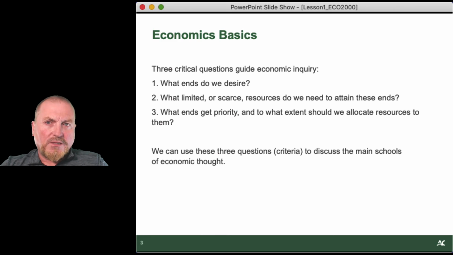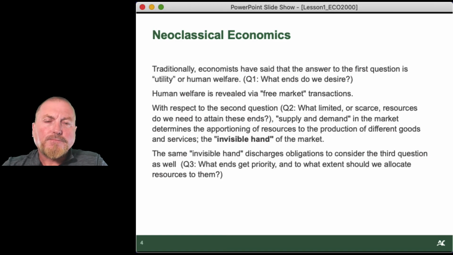Three critical questions guide all economic inquiry. What ends do we desire? What limited or scarce resources do we need to attain these ends? What ends get priority, and to what extent should we allocate resources to them? We can use these three questions as criteria to discuss the main schools of economic thought. So we're going to go through that very basically now in this lesson.